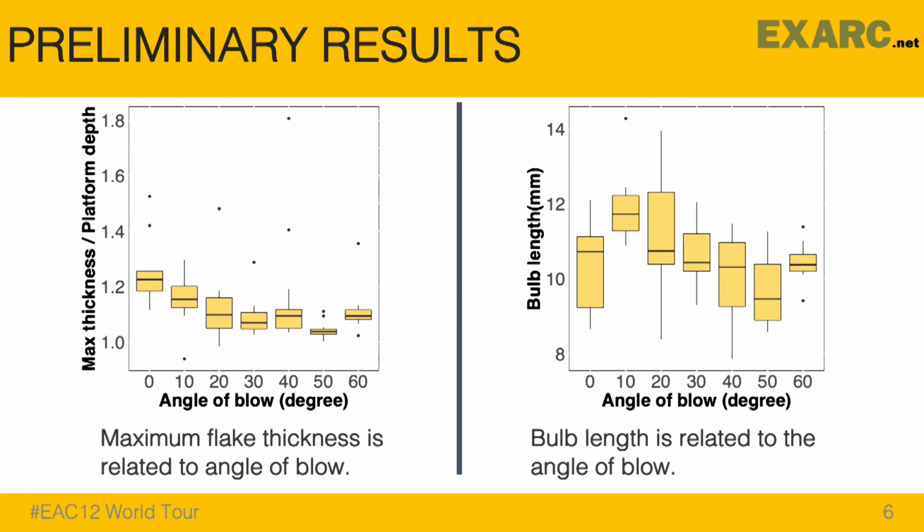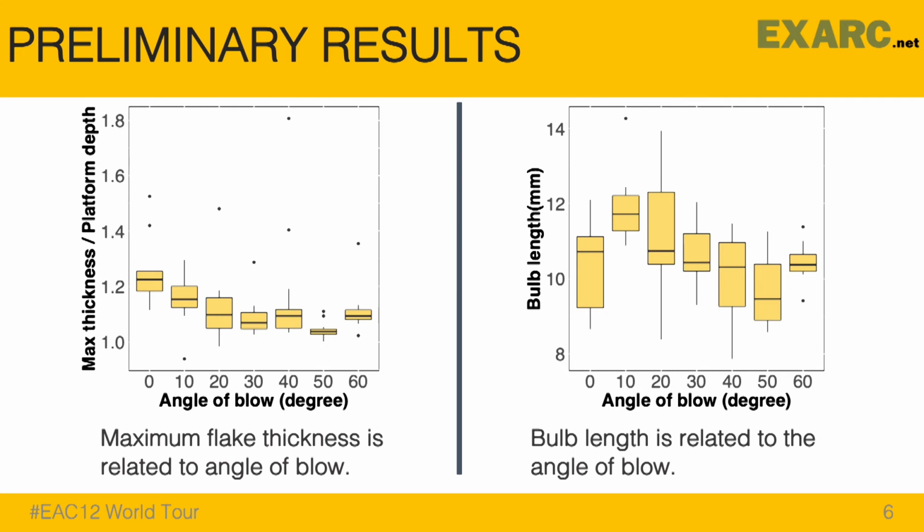Here are the preliminary results of our study. The left graph shows that the maximum thickness of a flake relative to its platform depth generally decreases as the angle of blow increases. This means that the maximum thickness, which includes the thickness of the bulb on the flake, will reduce as the hammer blow becomes more oblique.